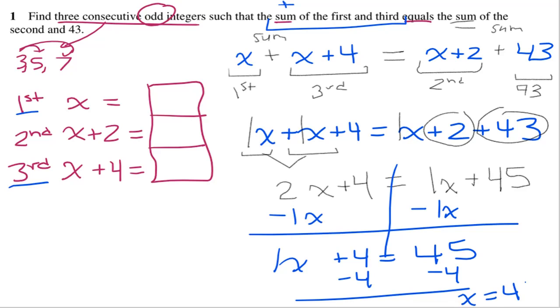But wait, why did I draw these boxes? Because my x goes here, but then I have to add 2 to it. 41, 42, 43 is going to go in the second one, and then 2 more after that is going to be 45. So all they're asking me to do is find the 3 consecutive odd integers. I found them, they're here, and that box is good enough for me. The answers are boxed off.